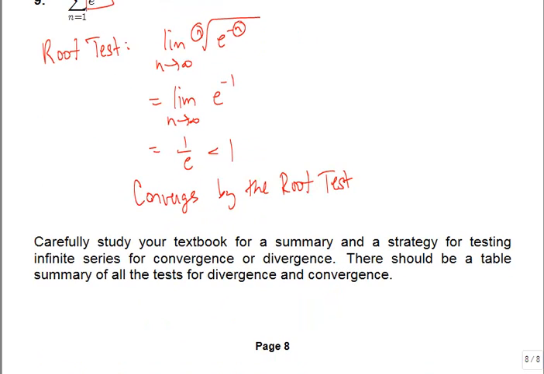So make sure that when you're doing these problems, we have a lot of tests now at our disposal. We've got comparison tests, integral tests, alternating series test, root test, ratio test, and I've probably forgotten some in there. So make sure that you carefully study your textbook for a summary and a strategy for testing infinite series for convergence or divergence. There is a really nice table summary of all the different tests for divergence and convergence. So look that over. Have it handy when you're doing your homework, but ultimately all of those tests need to be memorized for your exams. Good luck. That concludes our video lecture on the ratio and root tests.